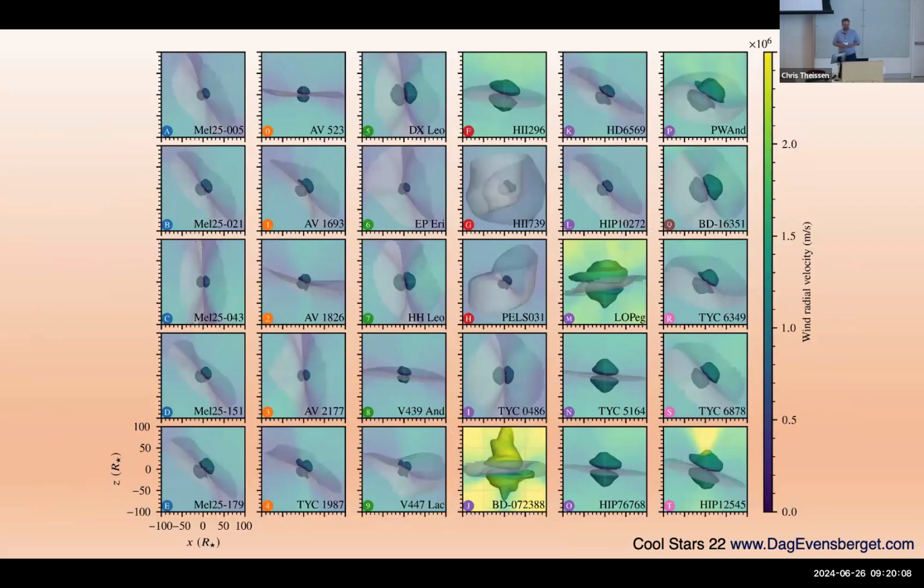Now, for the whole sample, we see that although there's a lot of variation in terms of the magnetic maps, there's essentially only one type of structure here. It's the two-lobe, sort of large-scale dipolar structure with a variety of inclinations.